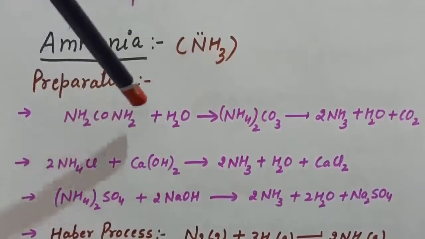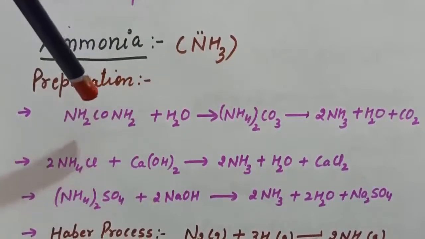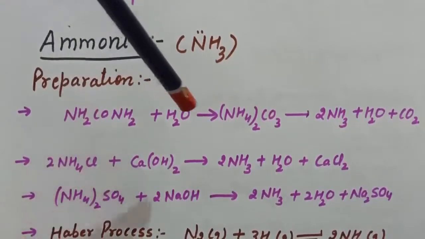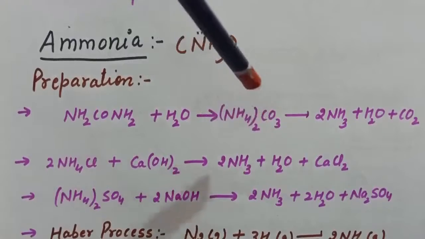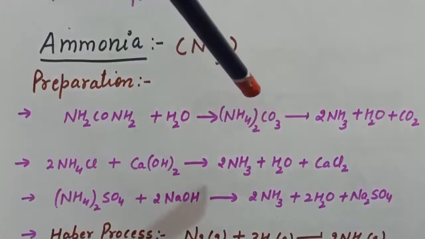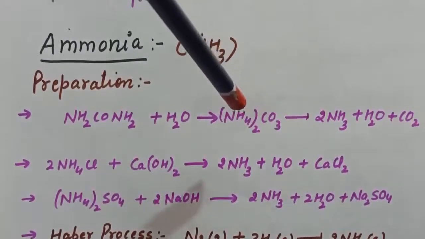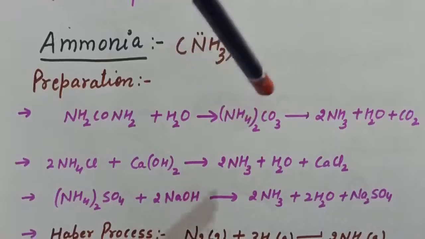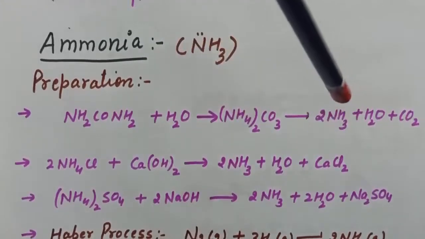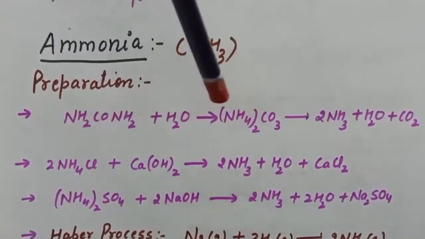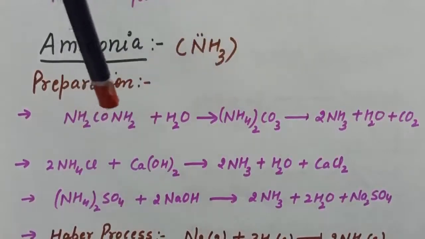Now this is the formula for urea. Now when we treat urea with water, we get ammonium carbonate, and when we do the decomposition of ammonium carbonate, ammonia will be produced. So this is the first preparation of ammonia by urea.